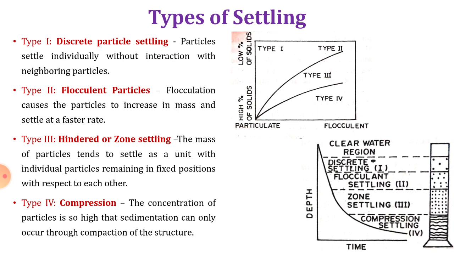And at last the compression settling, that is the fourth type. So whenever we are pouring wastewater containing a huge amount of solids, such a picture we can observe in any type of cylinder, where at the bottom the very dense sludge or solid formation is there, whereas at the top the particles are in suspension. So at the top the particle settling is discrete settling, and at the bottom it is under compression settling.